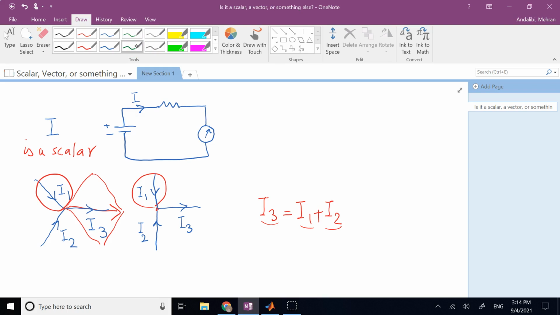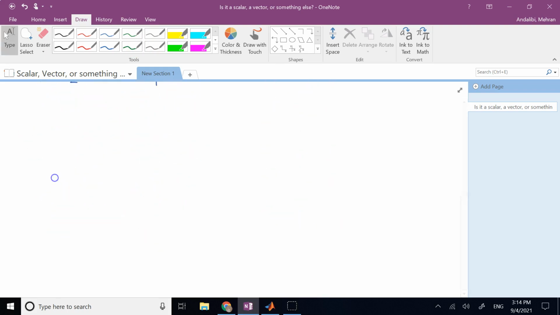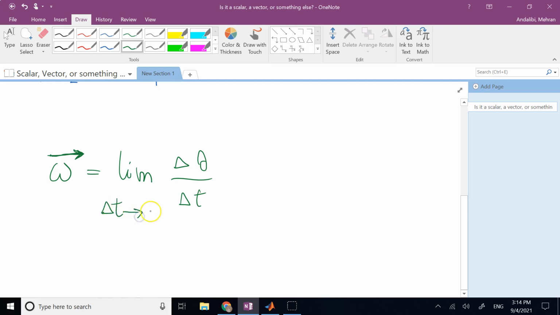The other thing that I sometimes use in my dynamics class is angular velocity omega. So omega is defined as what? The time derivative of angular position theta. You can say this is the limit of delta theta over delta t when delta t goes to what? To 0. And now I come and ask them this important question. Here, you see clearly you have a ratio. Your denominator delta t is definitely a scalar, right? We know time is a scalar.